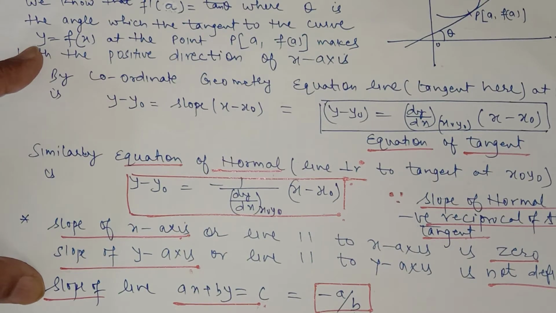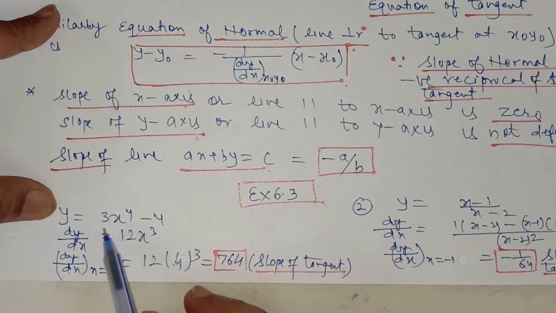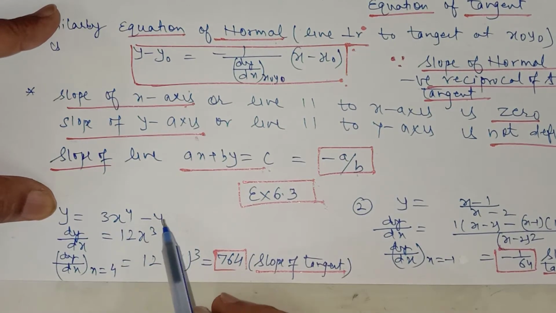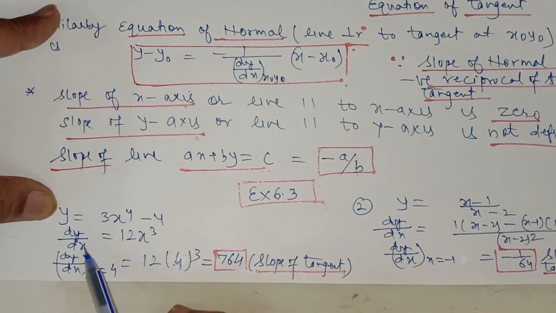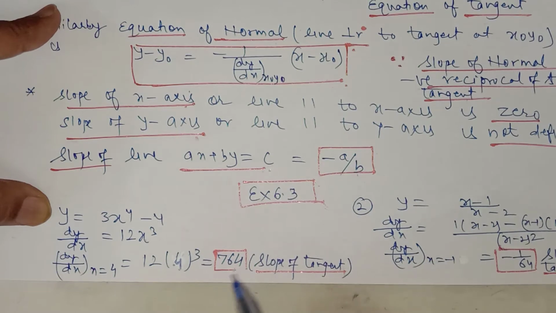Now in exercise 6.3 you have to find the slope of the tangent to the curve y = 3x^4 minus 4 at the point where the x coordinate is 4. So simply find the derivative of this curve, and to find the slope of the tangent at the point x is equal to 4, simply replace x by 4. You will get the slope of the tangent. This is the concept we'll use in the whole exercise and in the coming exercises also.